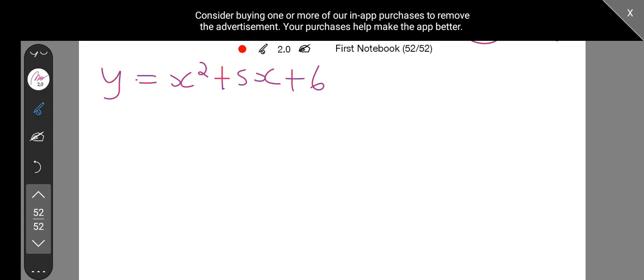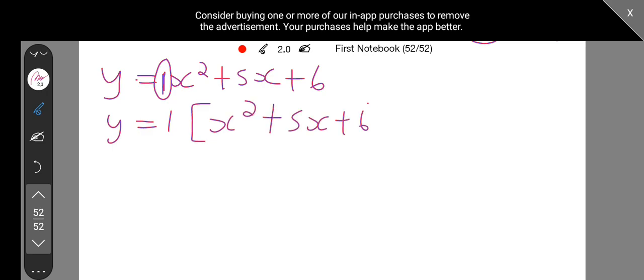First of all, there is 1 before x squared. Before you start completing the square, every time you're going to factor out the number which is before the x squared. So we're going to say that y is equal to 1, we factor it out, and then we have x squared plus 5x plus 6, because if we multiply everything by 1, it will remain unchanged. So the first step is called factoring out. In the first step, don't forget, you factor out.